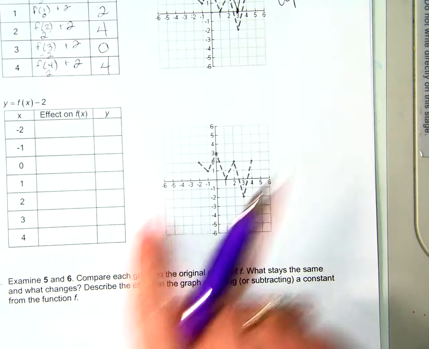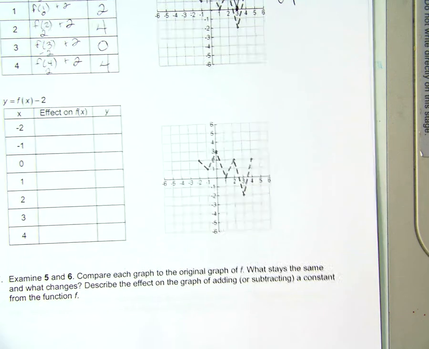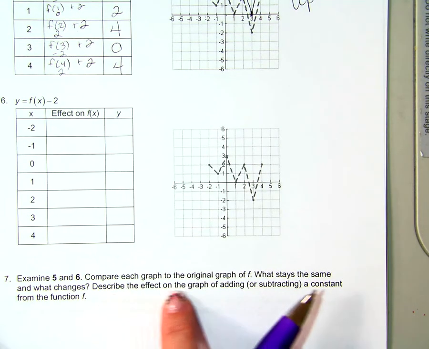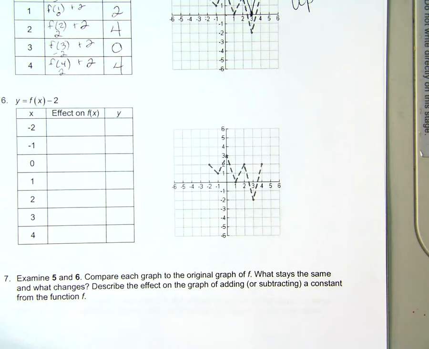So you do number 6 and then compare 5 and 6, see what's the same, see what's different, and see if you can describe the effect on the graph of adding or subtracting a constant from the function of f.